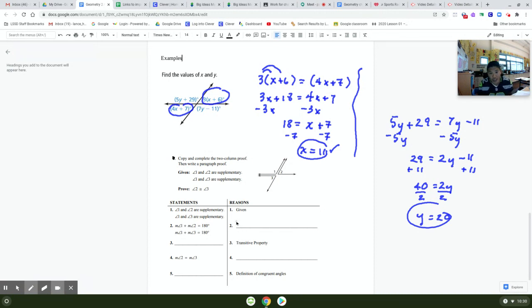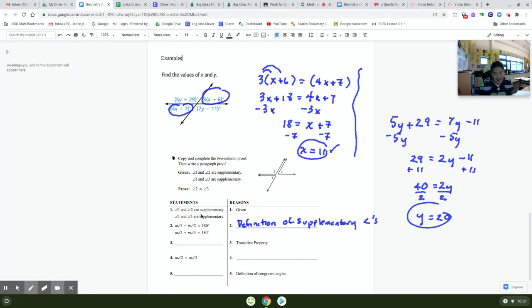So the next reason for statement number 2, again, maybe pause, think about it on your own, but it should be the definition of supplementary angles. If two angles are supplementary, then their sum is 180 degrees. So the definition of supplementary angles. I'm going to abbreviate some things, especially since I'm running out of room, using the symbol for angles.